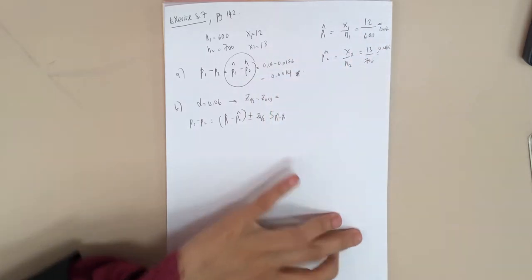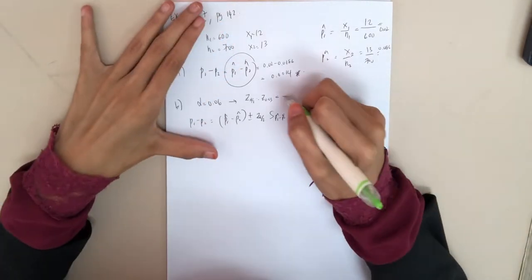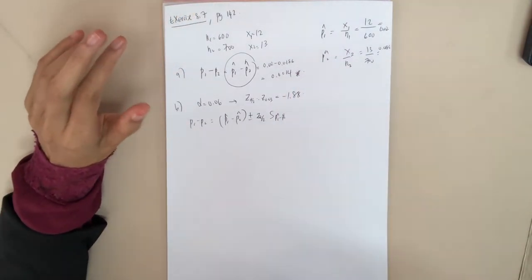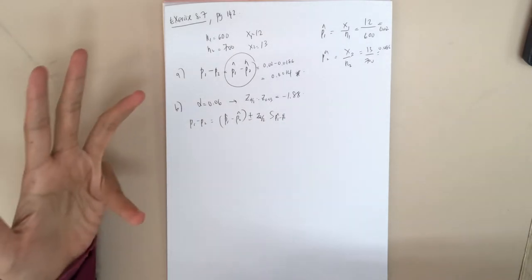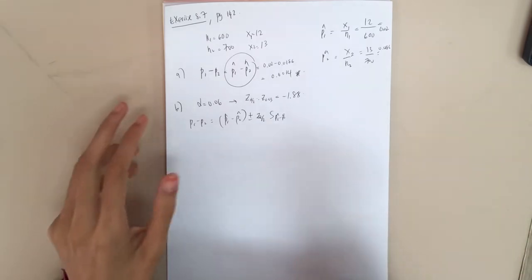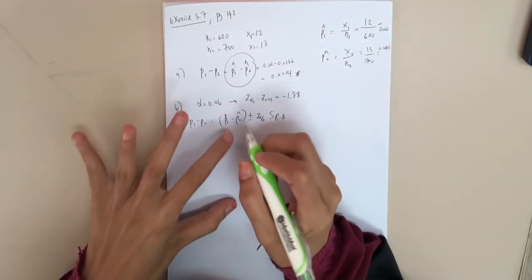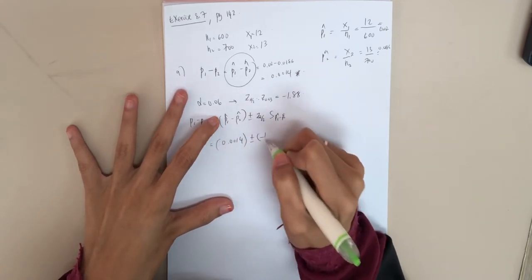So by using the table, 0.03, the closest one is 0.0301. Therefore it's negative 1.88. You can take positive and also negative, but like I suggested before, it's better we just follow the table, which is negative 1.88. So this one just now is 0.0014, plus minus negative 1.88.